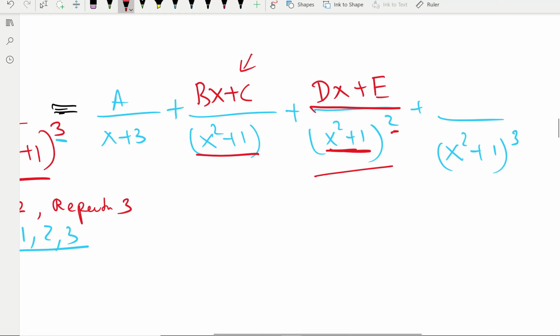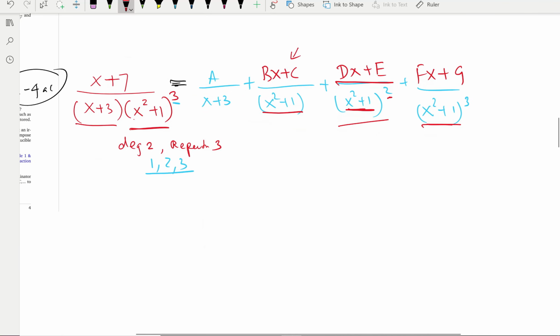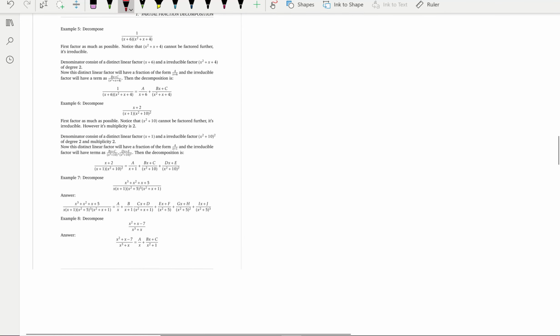Okay, use different letters. Now again, this is a second degree polynomial repeated 3 times. So second degree minus 1: Fx plus G. That is how you write the decomposition. So the only difference is that the numerator changes, but the same idea from the previous 2 videos is preserved. All right, so let's quickly see a couple more examples.